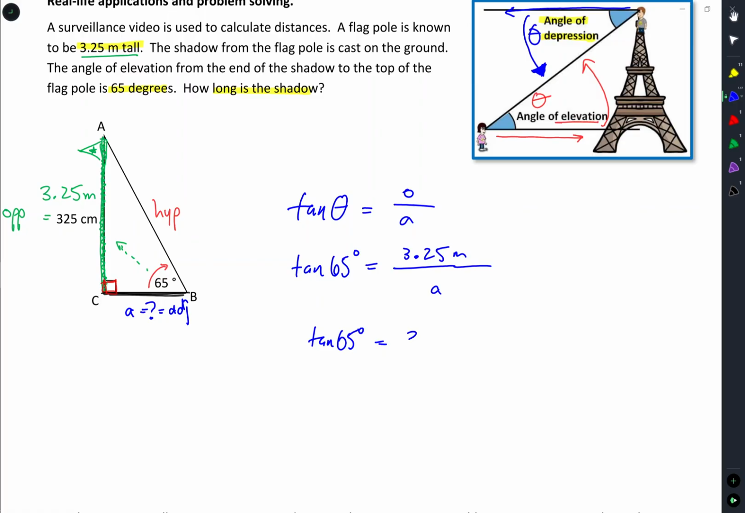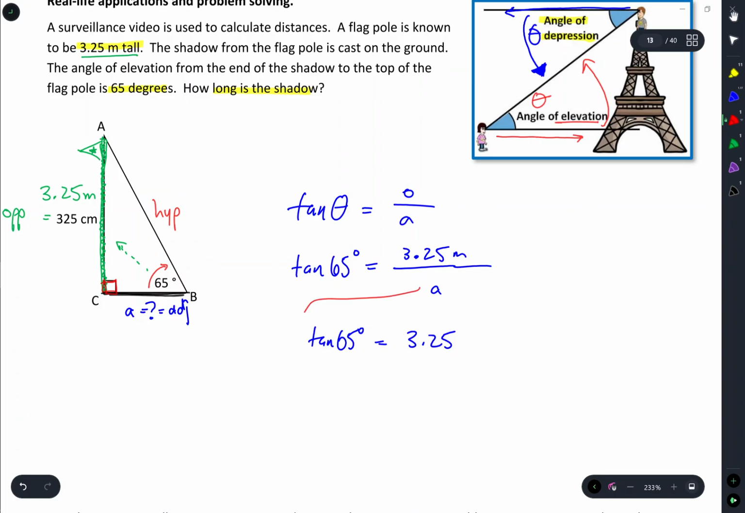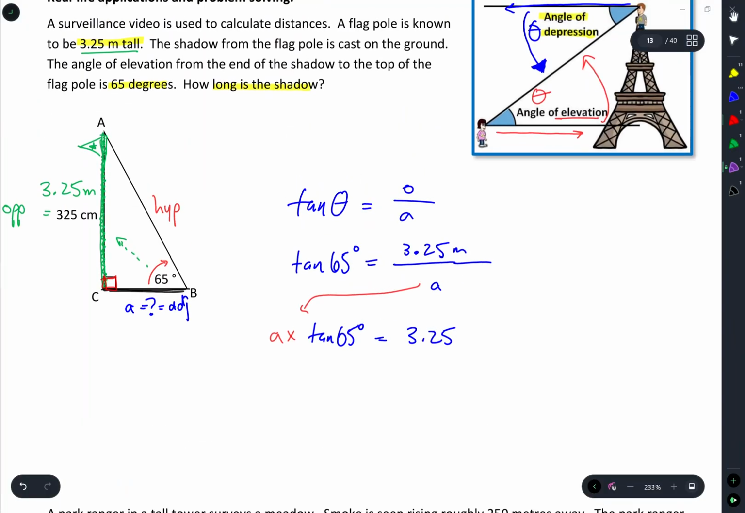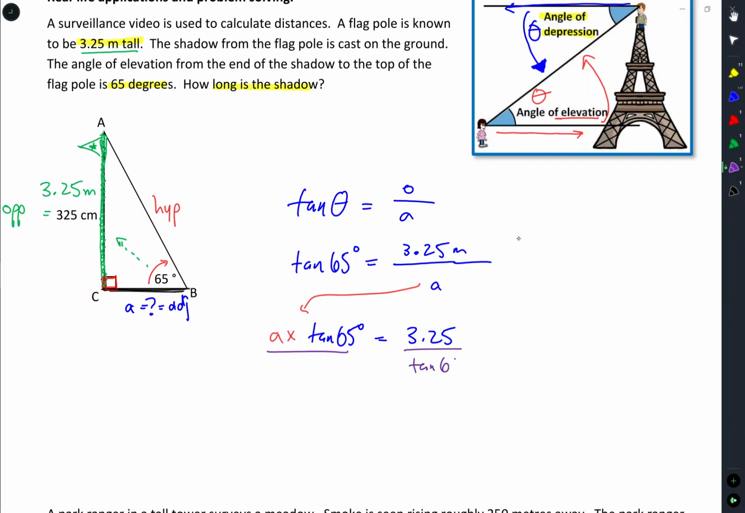Leave the 3.25 meters behind. And what's going to happen is we need to multiply A on both sides. So we have A times tan of 65 equals 3.25. Sorry, now we don't want A times tan of 65 degrees, so we have to divide that off of both sides. And again, tan of 65 degrees is the number 2. Okay, it's not quite 2. There's more decimals to that, and we need to keep those decimals to keep the precision of the answer.